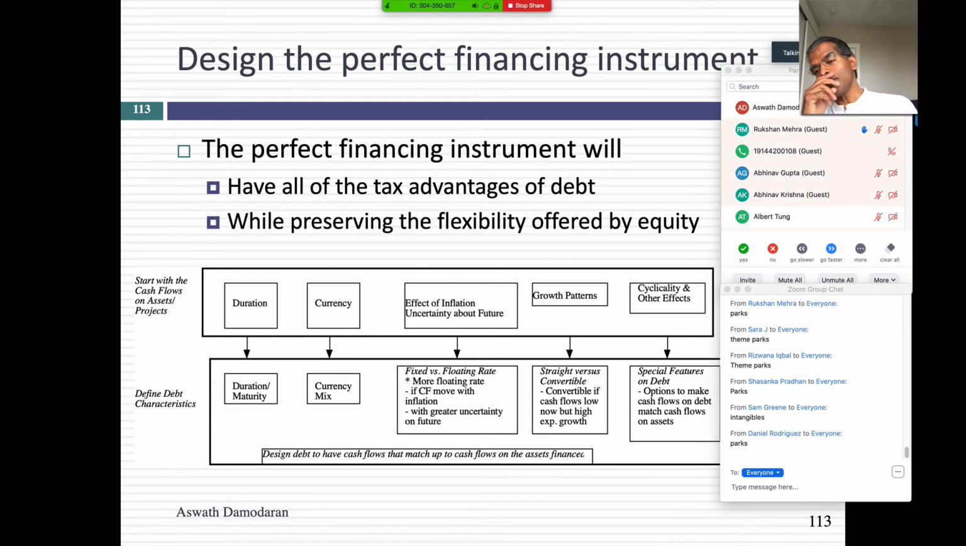So in the case of Disney, if you remember, 82% of the revenues came in US dollars, 18% in foreign currencies. That's going to determine the currency mix for my debt. So everybody with me so far, the duration for your projects defines the duration for my debt. The currency in which I get the cash flows defines the currency mix for my debt. Then I'm going to ask you, how does inflation play out in your company? And what are you talking about?